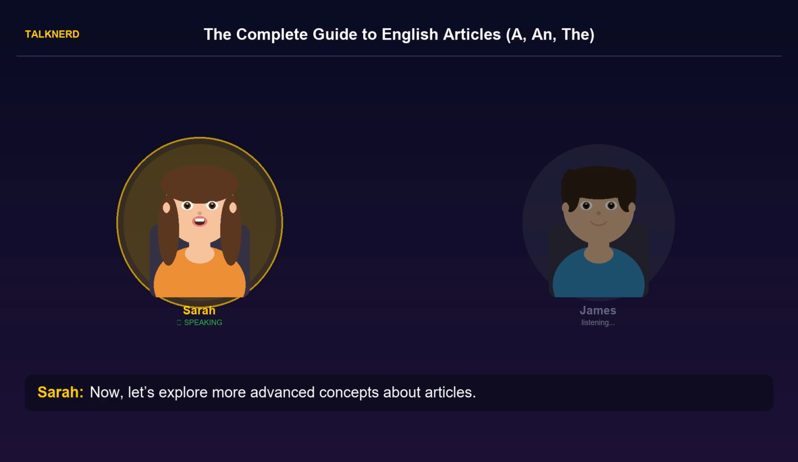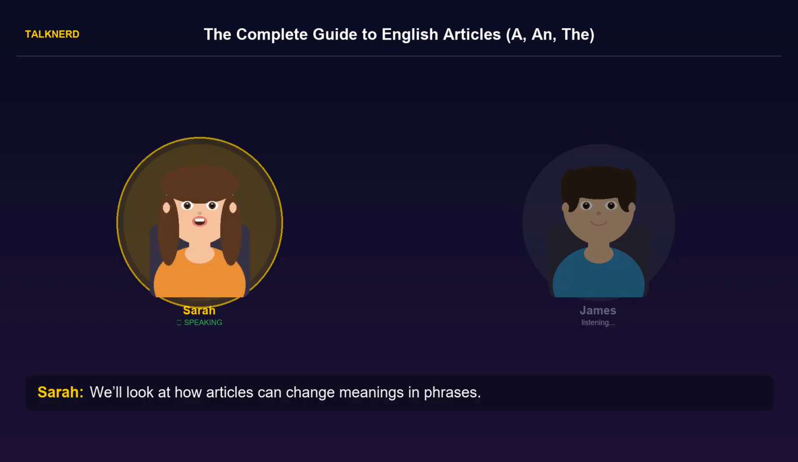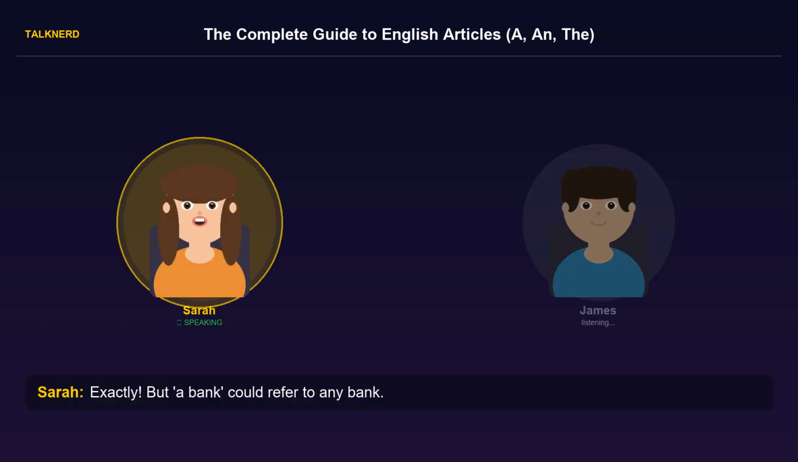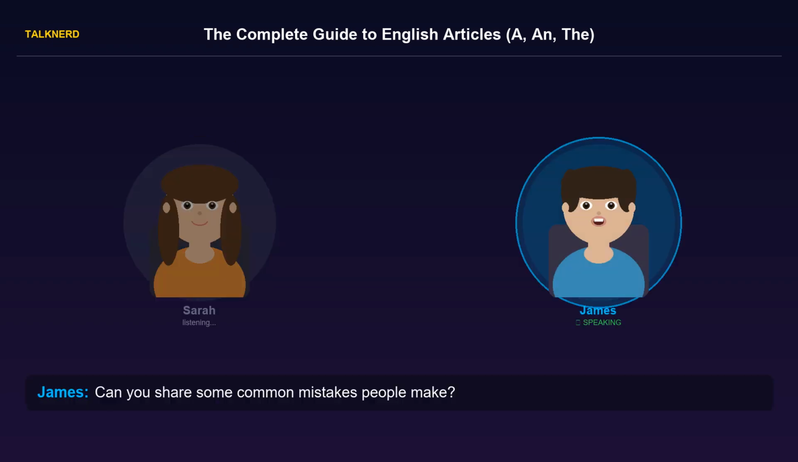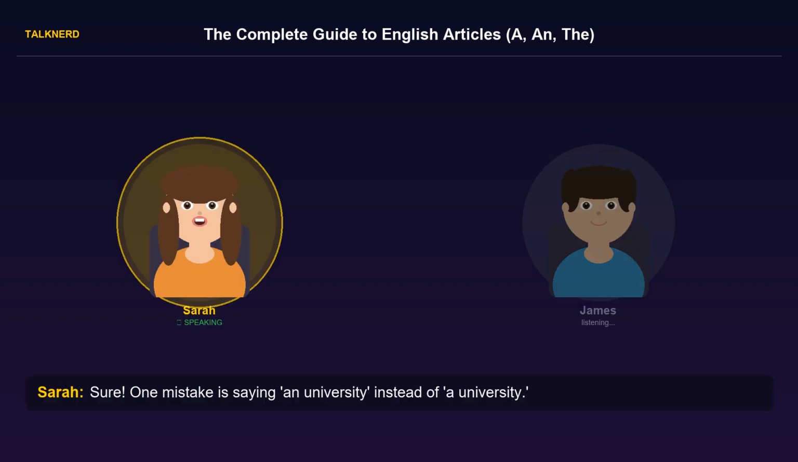Now, let's explore more advanced concepts about articles. I'm ready. What should we cover? We'll look at how articles can change meanings in phrases. Like how the bank means a specific bank. Exactly. But a bank could refer to any bank. Can you share some common mistakes people make? Sure. One mistake is saying an university instead of a university.